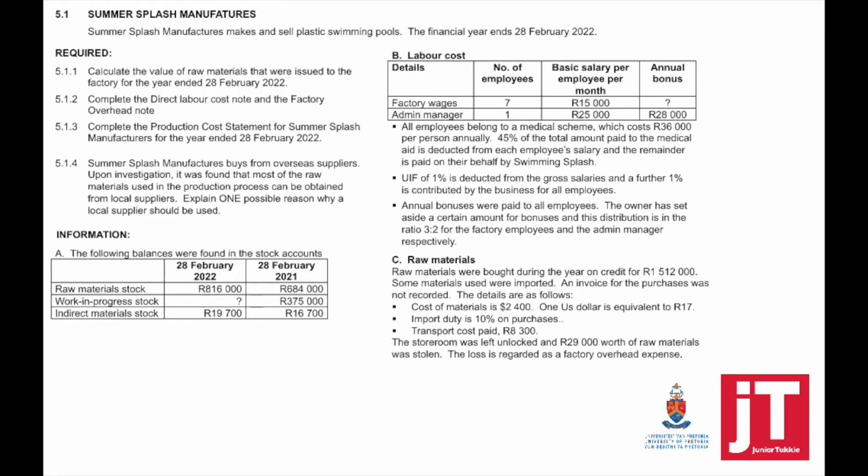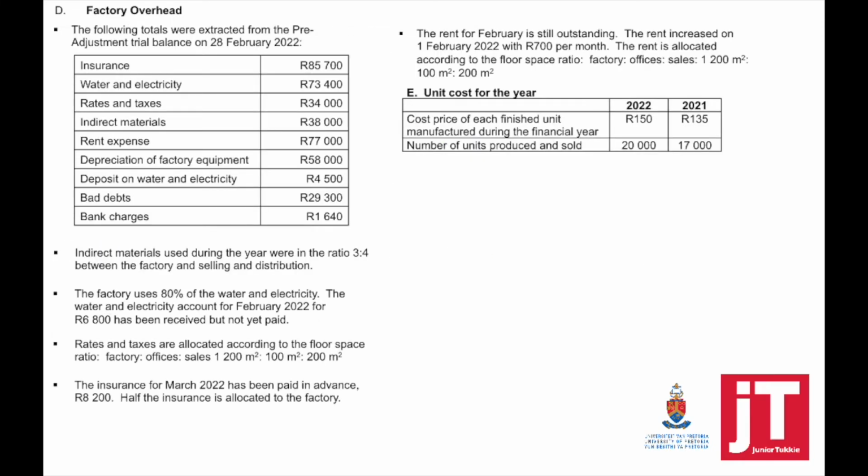And then question number 4, Summer Splash Manufacturers buys from overseas suppliers. Upon investigation, it was found that most of the raw materials used in the production process can be obtained from local suppliers. Explain one possible reason why local suppliers should be used. So then they provided you with the information given. As mentioned before, make sure that you familiarize yourself with the information.